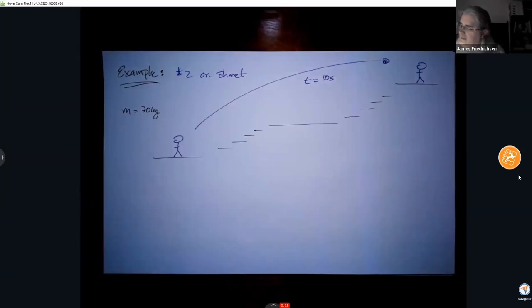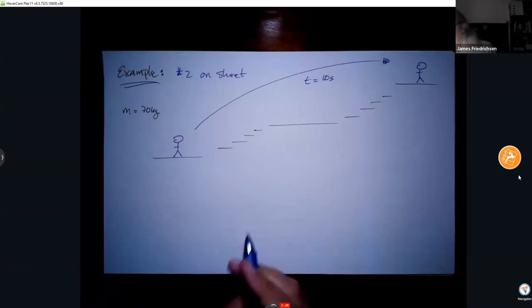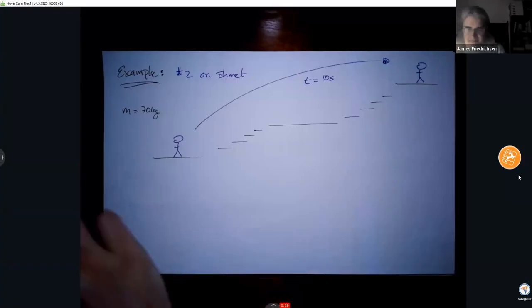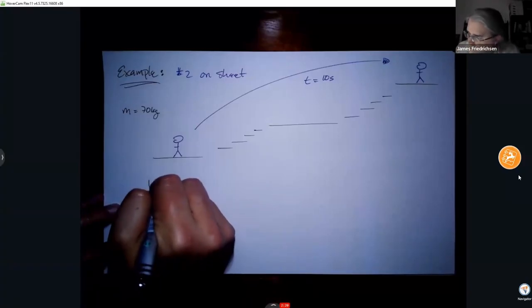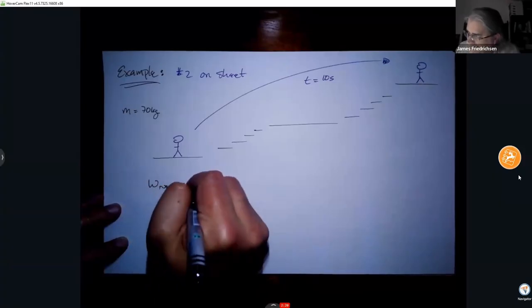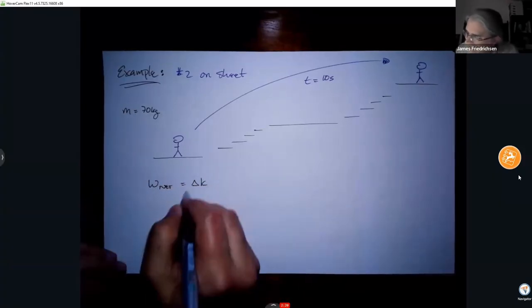And so then what we're going to look at is how much work was done by the student against gravity, which is the way that they phrase that. And so we're going to start off with our work energy theorem. So we're going to start off with the net work is the change in the kinetic energy.